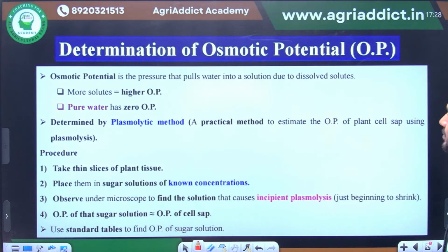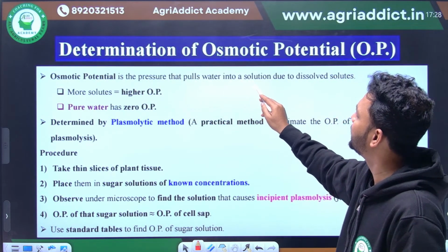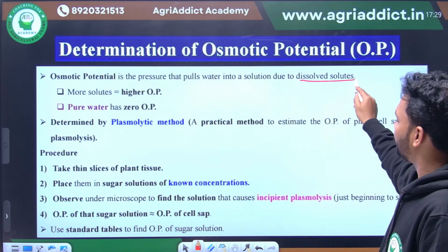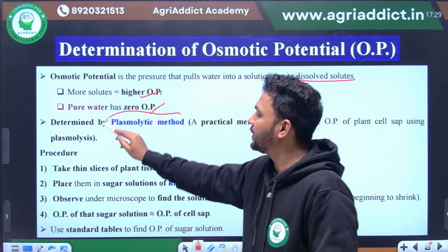See, same. Osmotic potential is a pressure that pulls water into a solution due to dissolved solute. More solutes, higher OP. This is called the plasmolytic method.